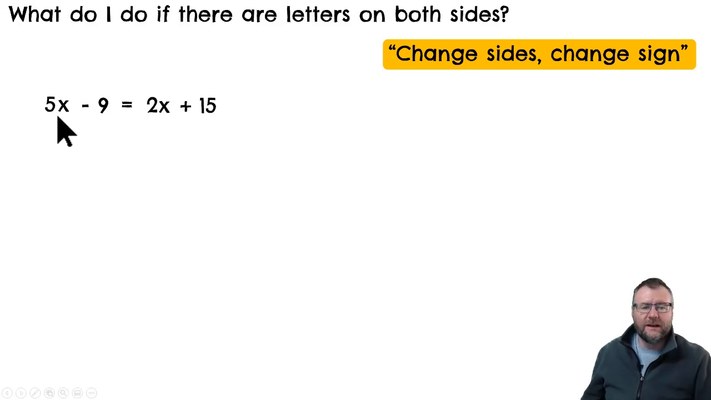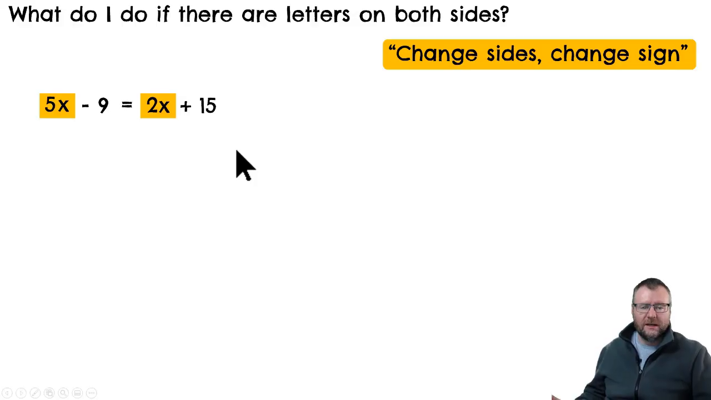Here's my equation. 5x minus 9 equals 2x plus 15. There are four terms in that: 5x, the negative 9, the 2x, and the plus 15. They're the four pieces that make up that equation. And I can move some of them around, and that's what I'm going to do.